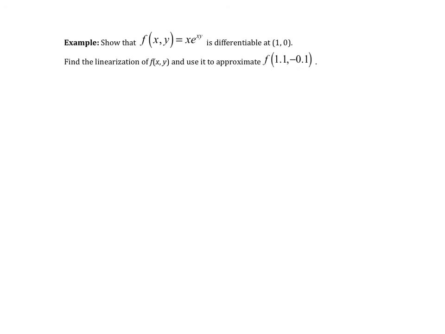I want to first show that f of x, y equals x e to the xy is differentiable at (1, 0). Keep in mind, to be differentiable at a point is very different than differentiable throughout the whole function, and it's much easier to show it's differentiable at a point. So to show it's differentiable at a point, we just want to show that the partial derivatives exist at that point. And then I want to find the linearization of f of x, y and use it to approximate f of (1.1, -0.01).